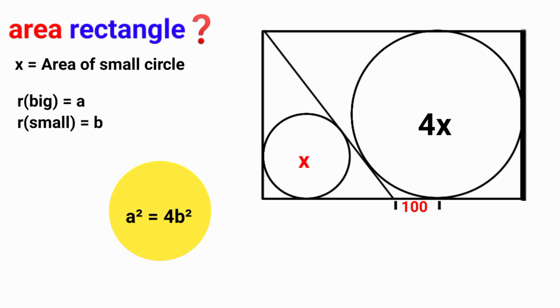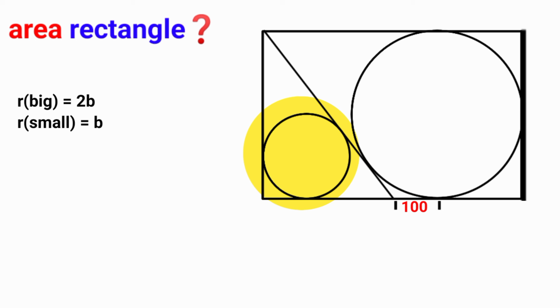Take the square root of both sides. Here square root of a squared is a, while here square root of 4b squared is square root of 4 times square root of b squared. Square root of 4 is 2 and square root of b squared is b. 2 times b is 2b. So a equal to 2b. Replace this a with 2b. So radius of big circle equal to 2b and radius of small circle equal to b.